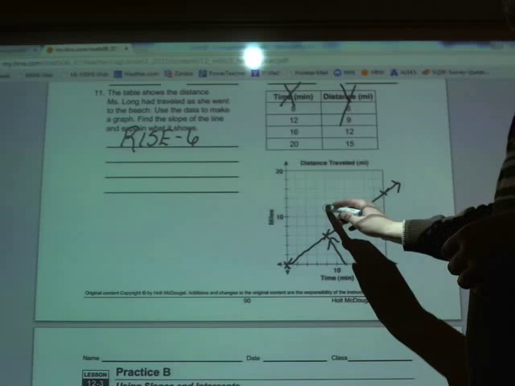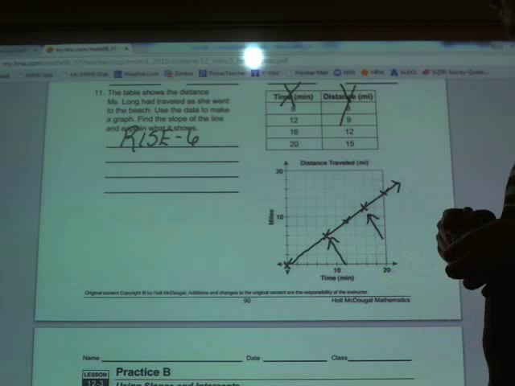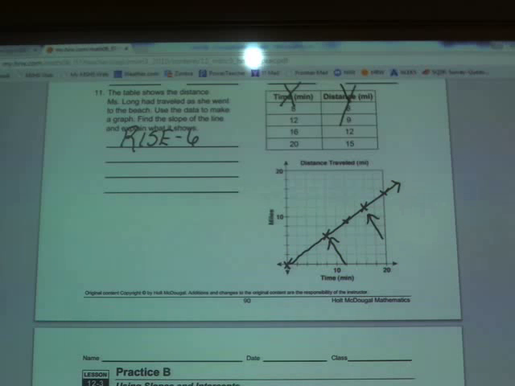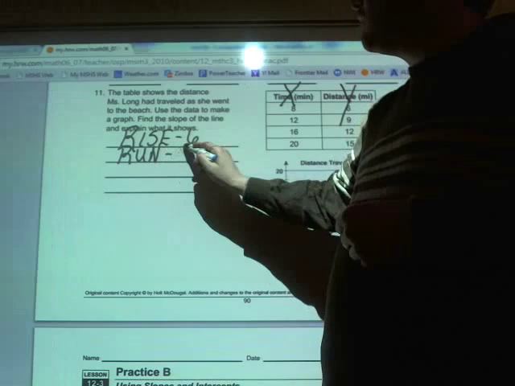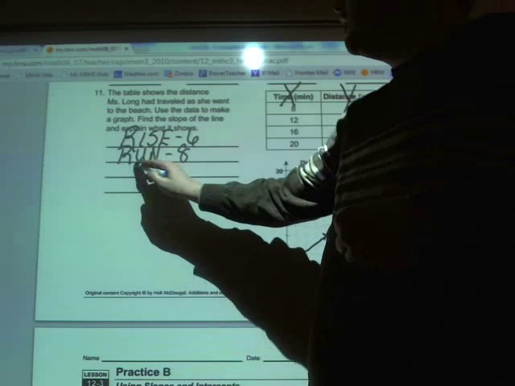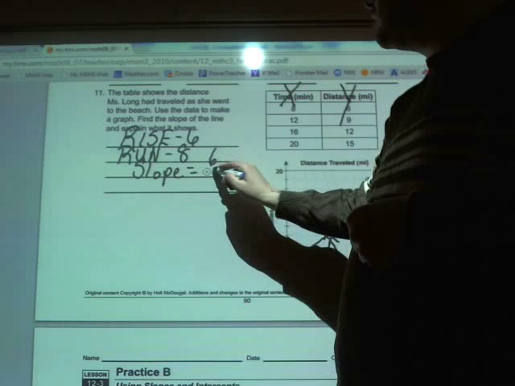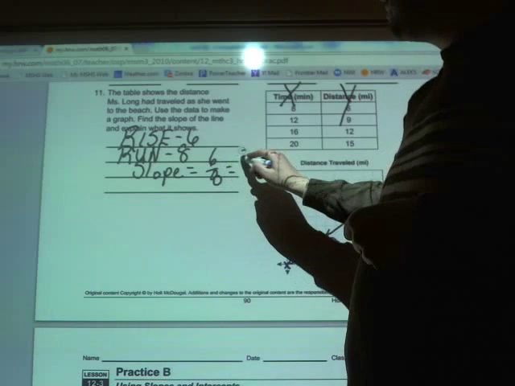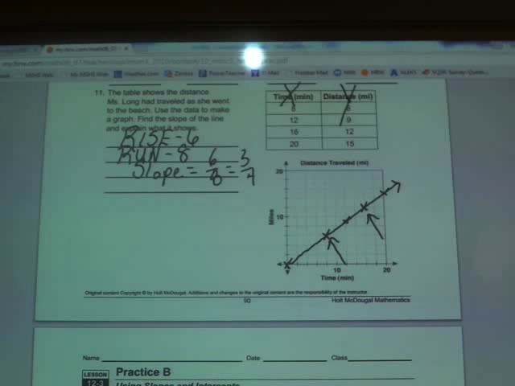All right, then when I've gotten up to here, I'm going to then have to go 1, 2, 3, 4 jumps over. But again, every jump represents 2, so the run here is going to actually be 8. Well, if slope is rise over run, my slope here is 6 over 8, or if we want to reduce it, 3 over 4. Okay, so now we have our slope. Now we have to explain what the slope means.